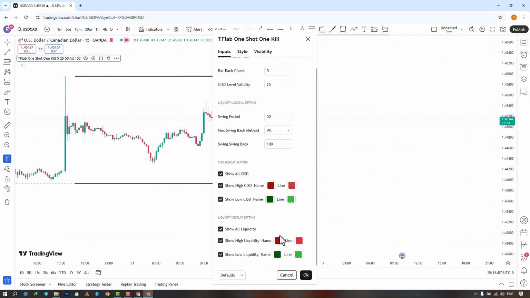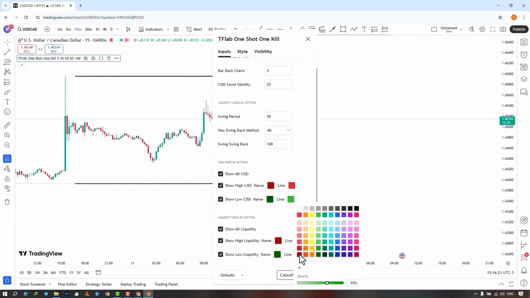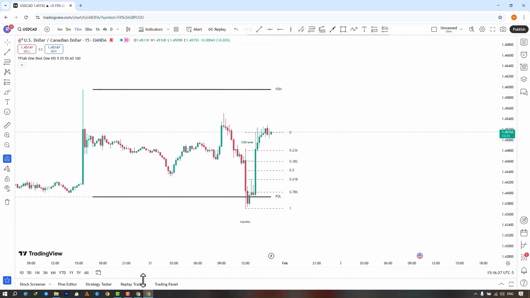You can choose the color of these levels along with the color of the name, and finally you can enable or disable the display of low liquidity levels along with the name color and the drawing color of the level above. After that, by selecting the confirm option, you can save the related settings.